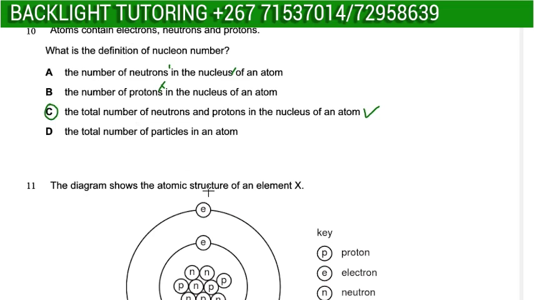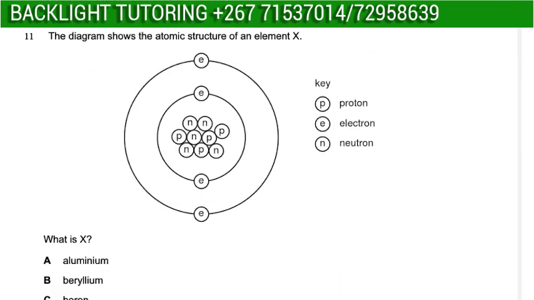So we'll go for question 11. Number 11 says the diagram shows the atomic structure of an element X. What is X? So let's look at the electrons here. We can see that there are 4 electrons. So this last valence shell shows us that this thing is in group 2, right? These two electrons show that we have group 2.